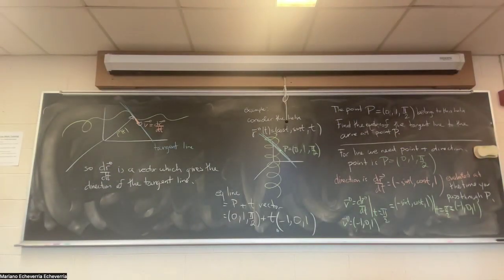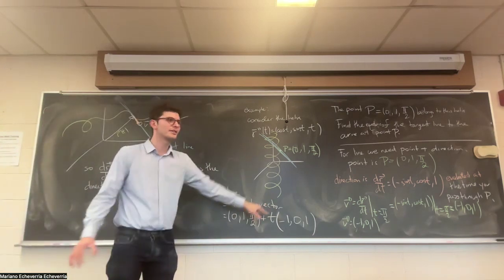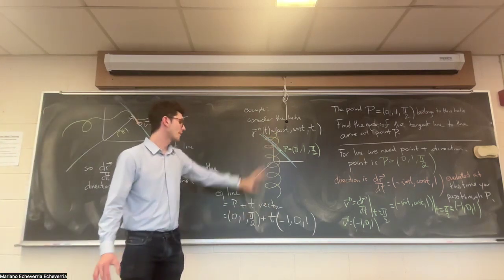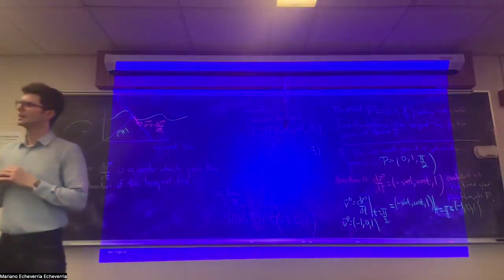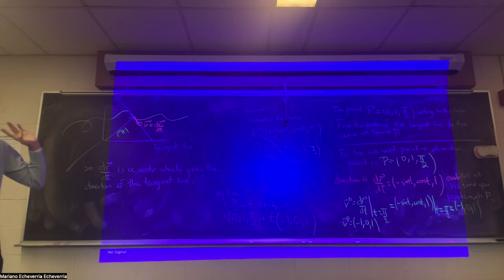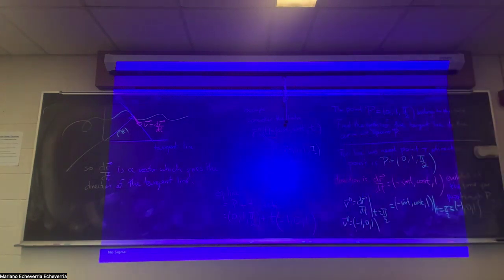Well, that was the last thing I wanted to write for today anyway, but this is the equation of the line. Remember, point plus t times the vector. Point is 0, 1, pi over 2 plus t times the direction, which is negative 1, 0, 1. Is that making sense? I will try to find out how I can control this for a better next time. Are there any questions before we finish?